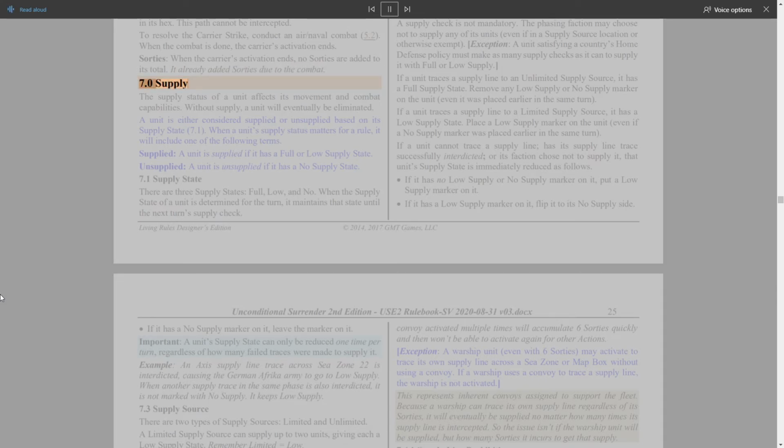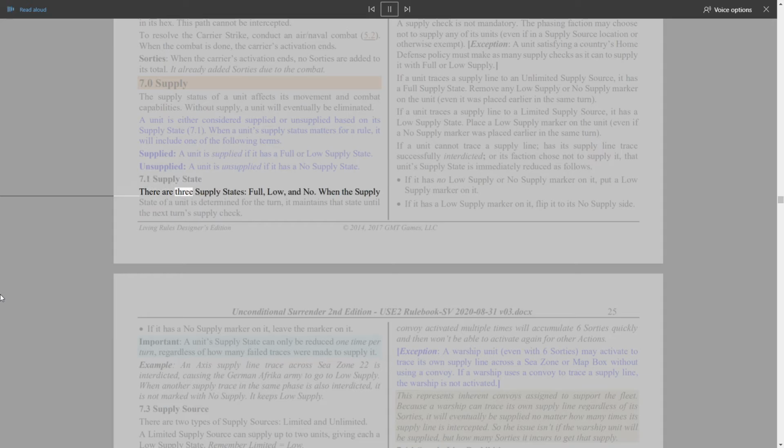7.0 Supply. The supply status of a unit affects its movement and combat capabilities. Without supply, a unit will eventually be eliminated. A unit is either considered supplied or unsupplied based on its supply state. 7.1. When a unit's supply status matters for a rule, it will include one of the following terms. Supplied. A unit is supplied if it has a full or low supply state. Unsupplied. A unit is unsupplied if it has a no supply state.